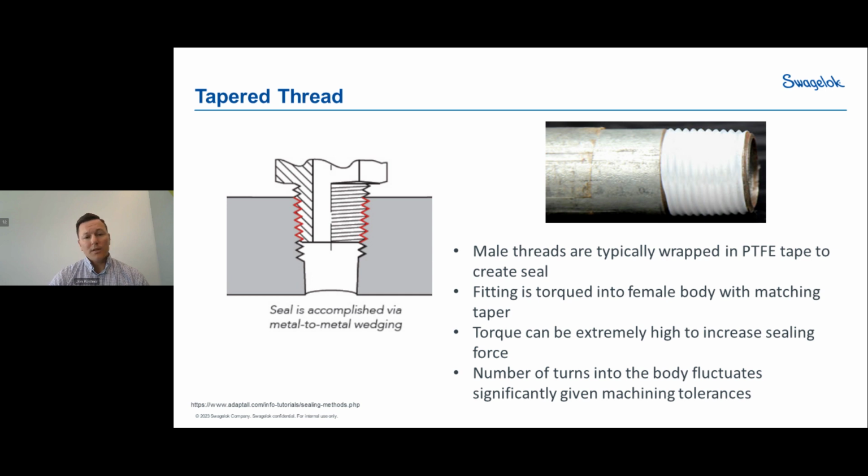So one thing about NPTs, as you can see, if you can make out the red line there, is that the length is actually very long. So that has a long permeation path, but depending on what's used, PTFE tape, which is common, you will get some permeation through that path.